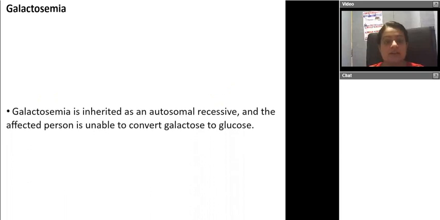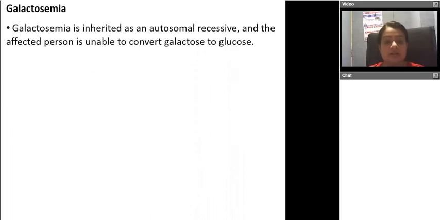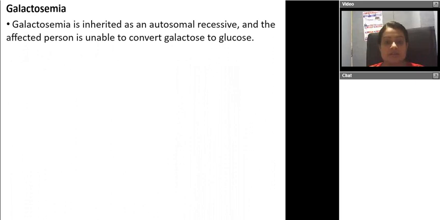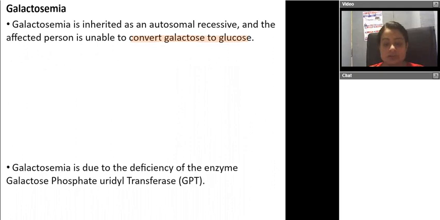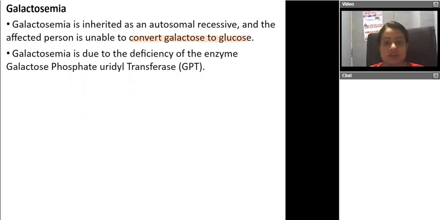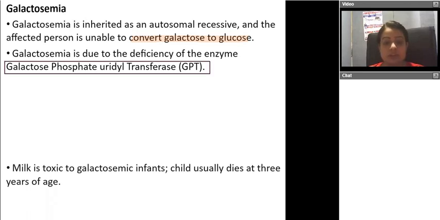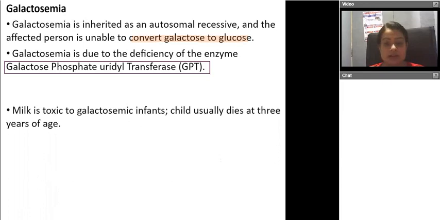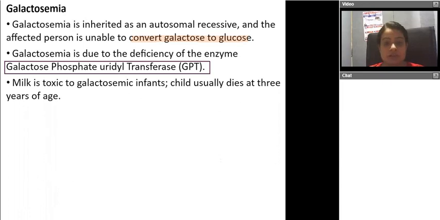Next is galactosemia. It is also an inherited autosomal recessive trait, and the affected person is not able to convert galactose to glucose. Galactosemia is due to the deficiency of the enzyme galactose phosphate uridyl transferase. Milk is toxic to galactosemic infants, and so these children die at the age of 3 years.